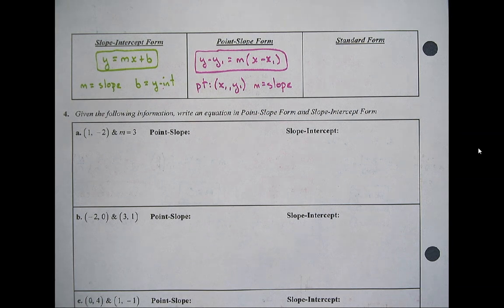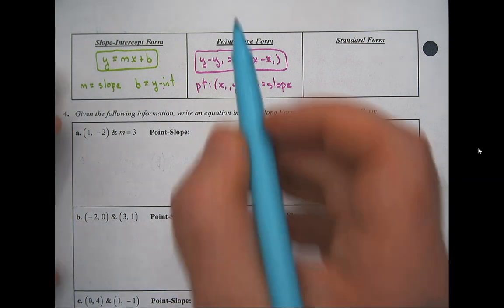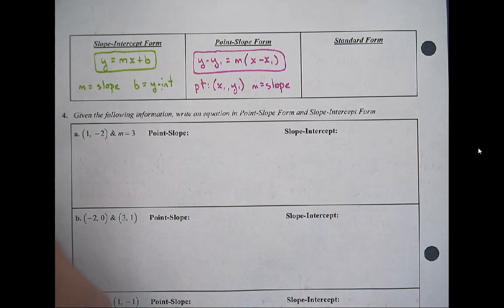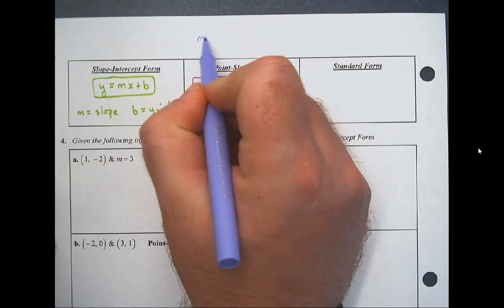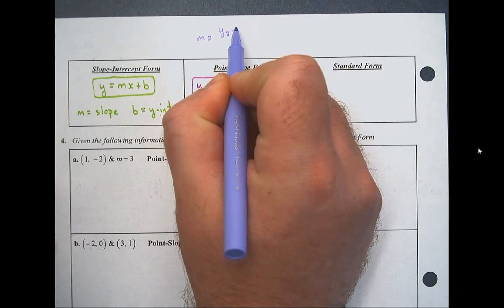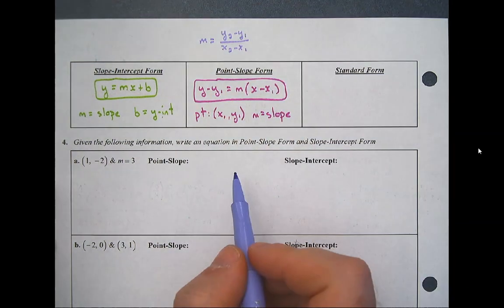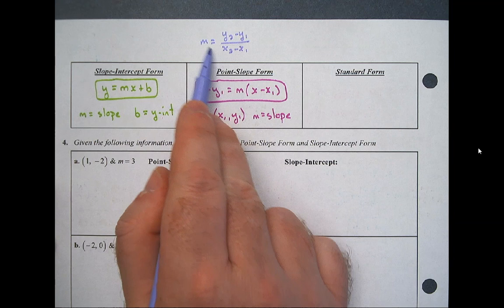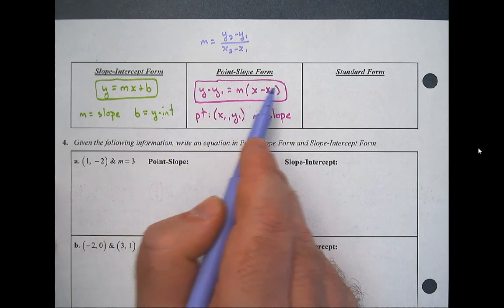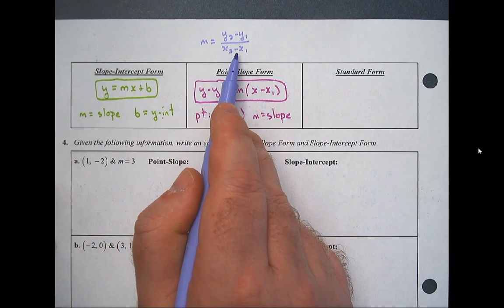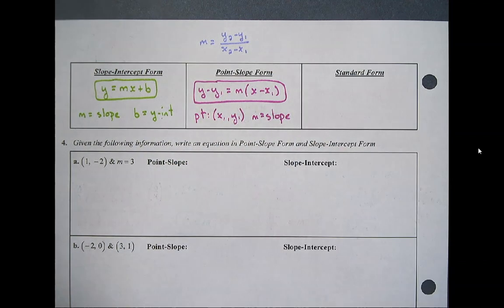So if I took the slope formula, which is m equals y2 minus y1 over x2 minus x1, and I cross multiplied this up to there, look at what you've got. That's all it is. So it's the slope formula with this denominator moved to the other side.